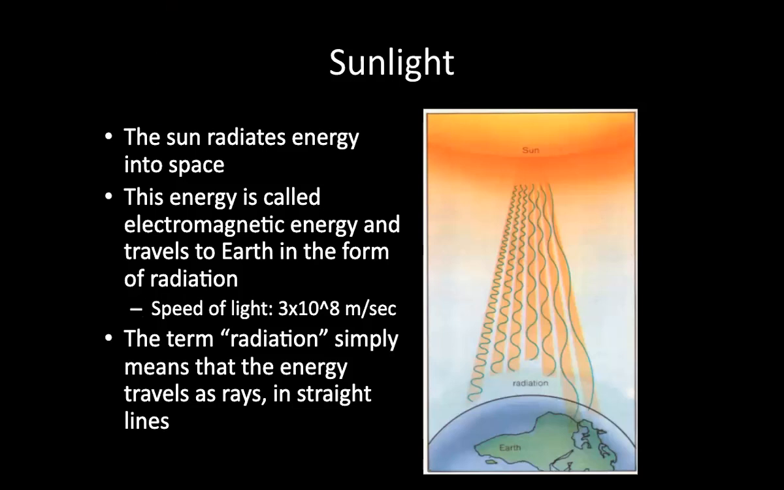Okay, so the sun radiates energy into space, and this energy is called electromagnetic energy, and it travels to Earth in the form of radiation. So the term radiation simply means that the energy travels as rays. So radiation, rays, and it travels in straight lines, okay? So the sun radiates electromagnetic energy into space, and it travels to Earth in the form of radiation, in rays, straight lines.